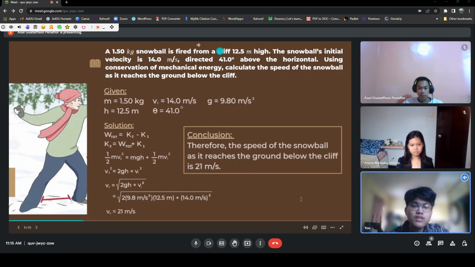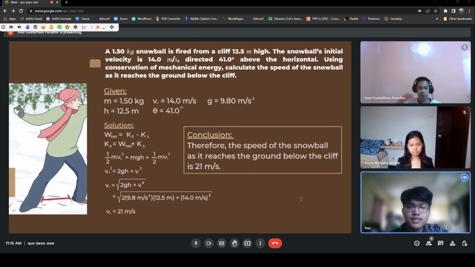The given values of problem 4 are the following. Mass is equal to 1.5 kilograms, the height of the cliff is 12.5 meters, the snowball's initial velocity, or v sub 1, is equal to 14 meters per second, the angle is 41 degrees, and the constant value of gravity is 9.8 meters per second squared.